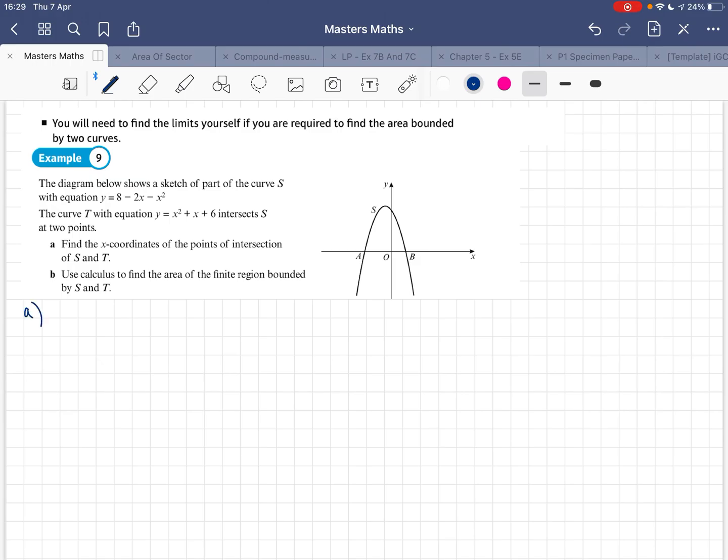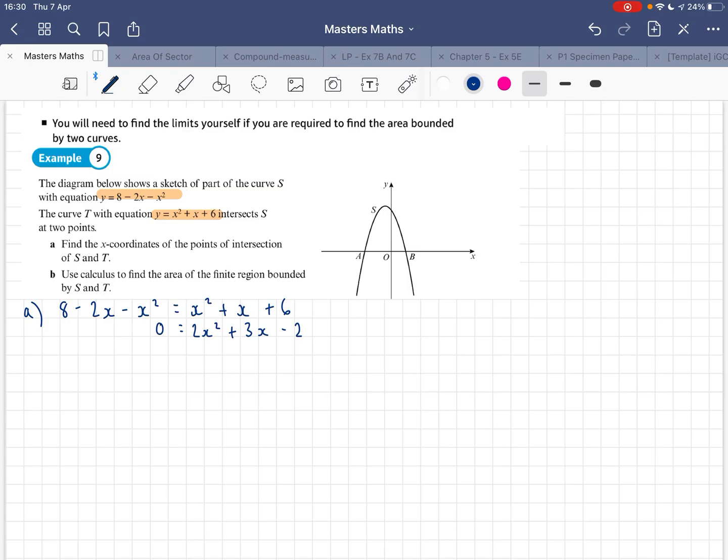So the first thing we need to do is find the points of intersections of the curve. They've only drawn one curve on the diagram. So we have y equals x minus 2x minus x squared and y equals x squared plus x plus 6. They're both y equals, so when we're finding points of intersection, we can just put them equal to each other and then solve the quadratic that we get as a result in order to find the points of intersection. So we get 0 is 2x squared plus 3x minus 2.